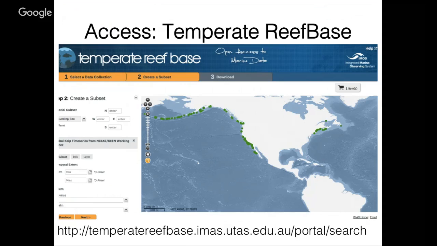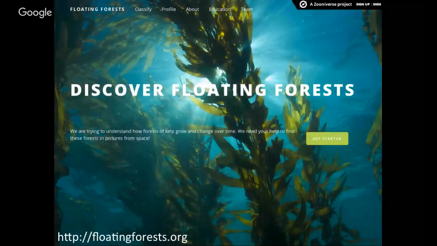Just go to temperatereefbase.imas.edu.au, and you'll be able to go in and search down this data. And this is by no means the only data set there. There are a ton of different incredible data sets worth taking a look at to understand all sorts of different patterns in our temperate oceans.